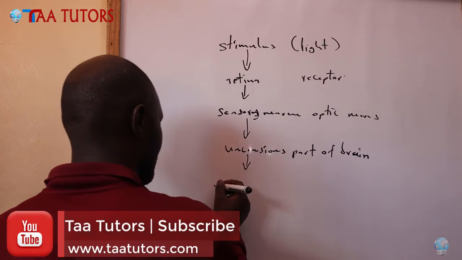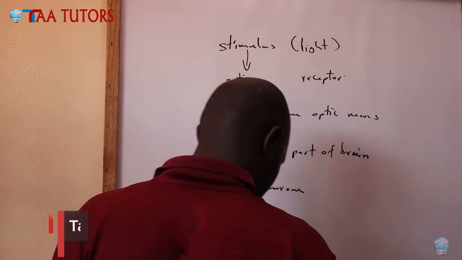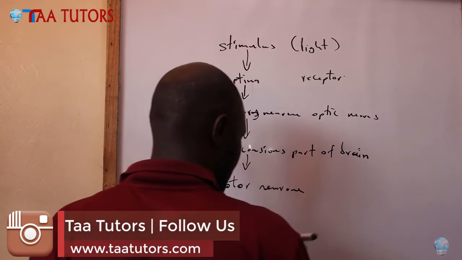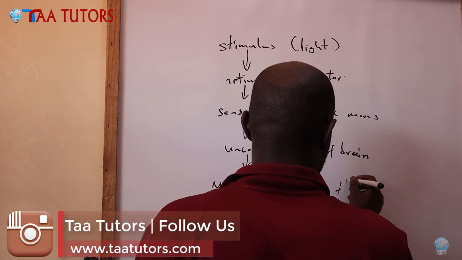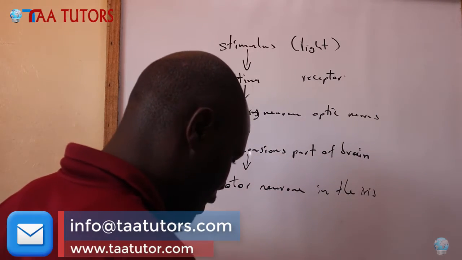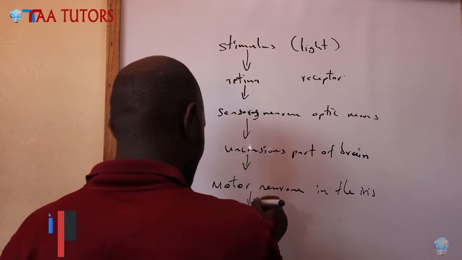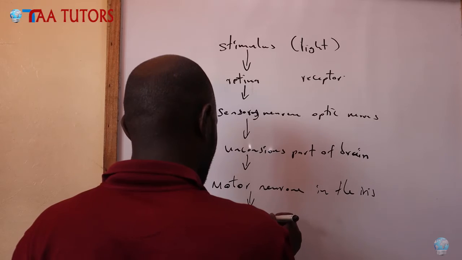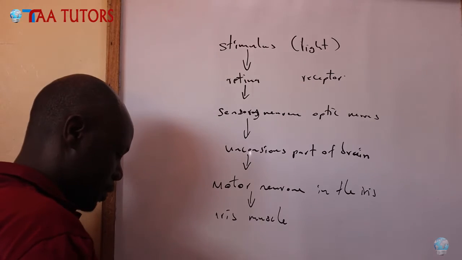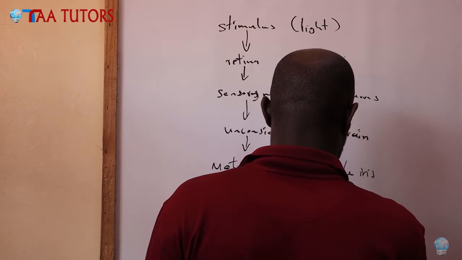So the next event is that the motor neuron is picking up the same information. It's a nerve cell in the iris, a motor neuron in the iris. We are taking that particular information back so that we can really respond to it. So the iris here has muscles. The iris muscles that we have been talking about, the circular and the radial muscles, will be acting as our effectors. This is what will cause the action.